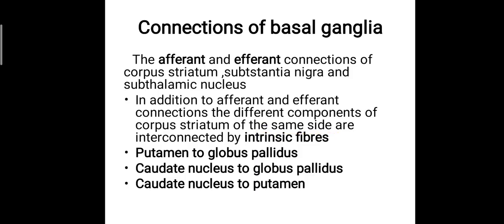The connections of the basal ganglia are very important. These are the afferent and efferent connections of the corpus striatum, substantia nigra, and the subthalamic nucleus. In addition, the different components of the corpus striatum of the same side are connected by intrinsic fibers running between them. There are connections from putamen to globus pallidus, caudate nucleus to globus pallidus, and caudate nucleus to putamen. These are the connections you have to remember.